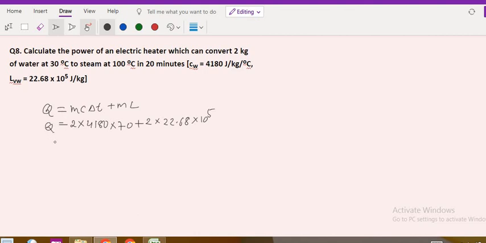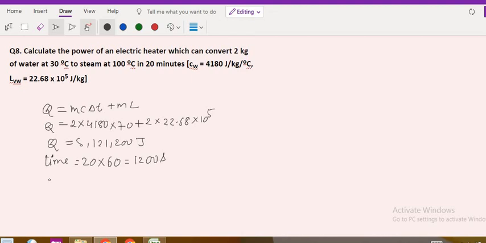If I simply calculate the total amount of heat required, you also do this, it would be around 5121200 joule. So this much is the amount of heat required to be given to convert the water at 30 degrees Celsius to the steam at 100 degrees Celsius. Now the time given to me is 20 minutes. 20 minutes is to be converted into seconds, so 20 multiplied by 60, that would be 1200 seconds.